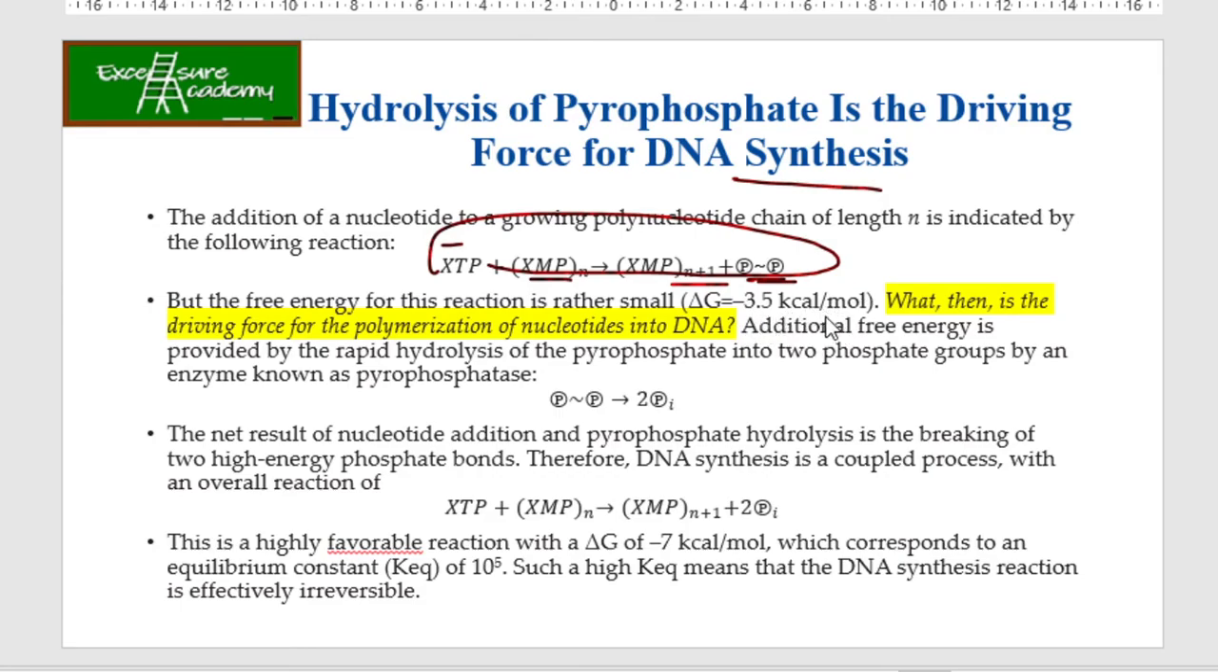Okay, this is small. So how is this the driving force? This is not feasible. So then, what is the driving force for the polymerization of nucleotides into DNA? It is the hydrolysis of the pyrophosphate with the help of the enzyme called pyrophosphatase. Okay. So how much will be its delta G? It will be -7 kilocalorie per mole.